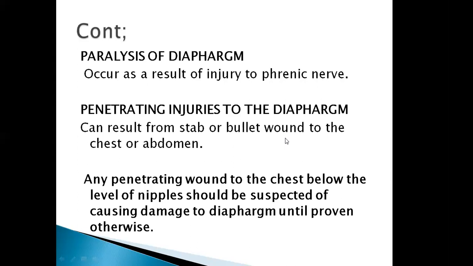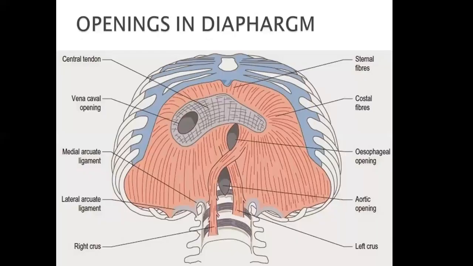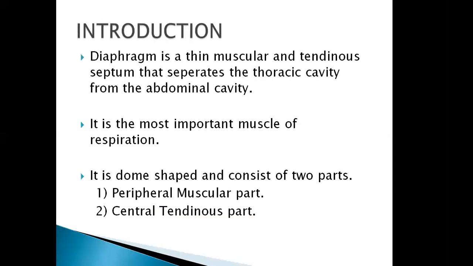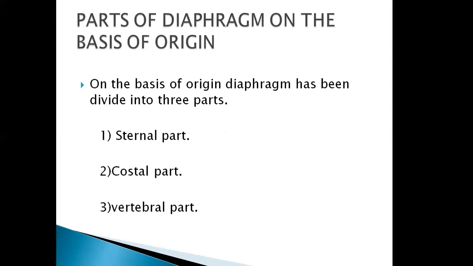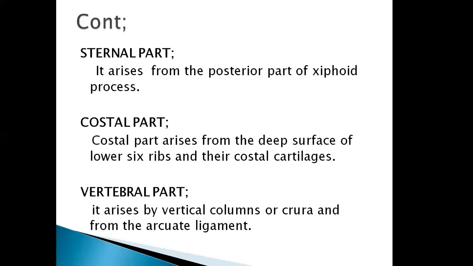First 2 slides, the introduction. The diaphragm is a thin muscular and tendinous sheet, the portions being muscular and tendinous, which separates the thoracic cavity from the abdominal cavity. It is an important muscle of respiration, dome shaped, consisting of 2 parts: a peripheral muscular part and a central tendinous part. On the basis of origin, it has 3 parts: sternal part, costal part, and vertebral part. The part which arises from the posterior part of the xiphoid process is the sternal part. The one which arises from the deep surface of the lower 6 ribs and their costal cartilages is the costal part. And the other which arises from the lumbar vertebrae L1, 2, 3 is the lumbar part.